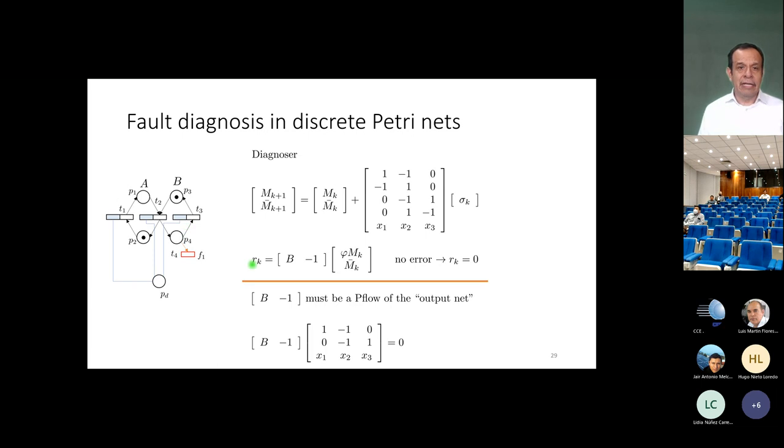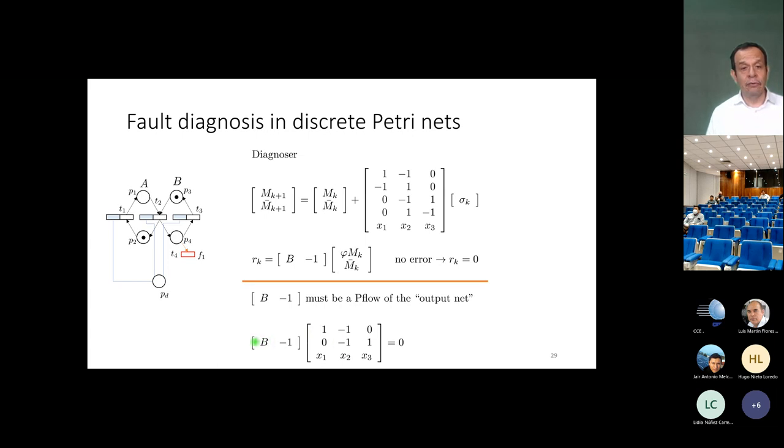So if you pay attention, I am saying that this multiplication, this residue, will be equal to zero for all the normal behavior of the system. So it means that this vector is a p-flow of the net. And the p-flow of the net can be computed like this, multiplying this vector by this matrix. This matrix is the incidence matrix, but only considering the places with sensors. In this case, it is place one and place three. So they are the rows one and three. Only this part of the incidence matrix, and it must be equal to zero.